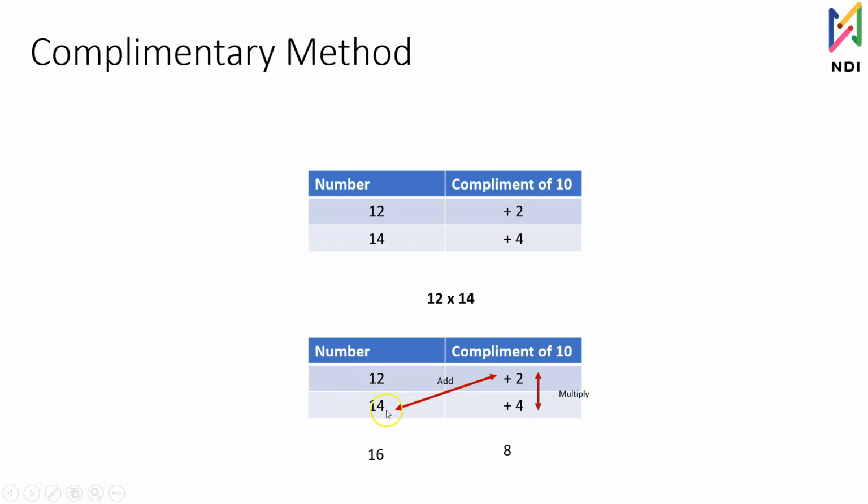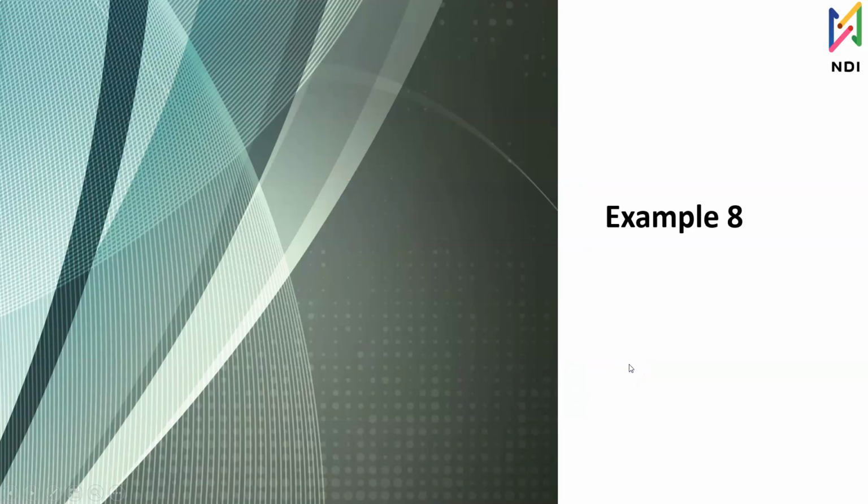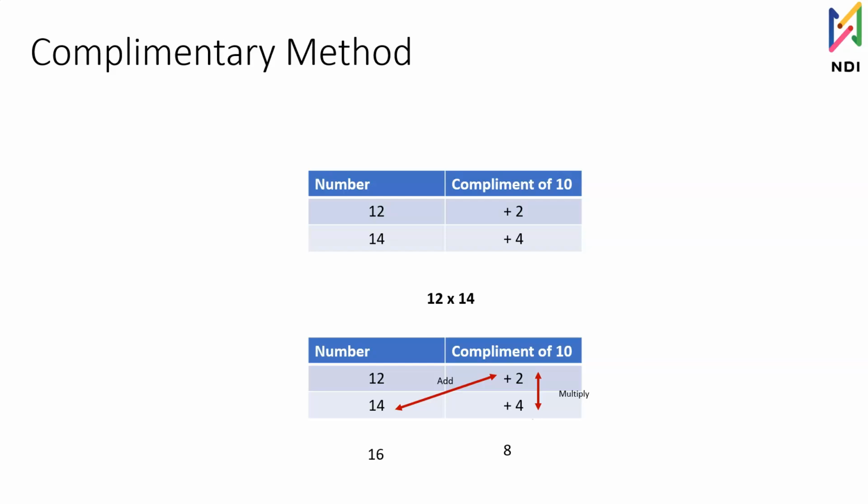So we have represented 12 and 14 as plus 2 and plus 4. We are going to add. 14 plus 2 is 16, and then 2 into 4 is 8, right? See, we are not representing this as 02 and 04 because these are represented with respect to 10. Though they are double digits, they are not represented with respect to base 100. Here they are represented as complements of 10 only, right? So I put this as 2, not 02, right? And what is the answer? The answer is 168, right?